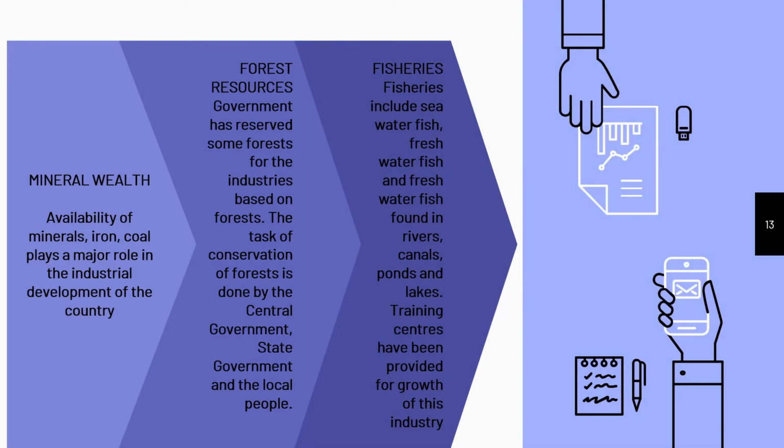Let us now study a few industries which are, other than agriculture, totally dependent on natural resources. The mineral wealth. The availability of minerals, iron and coal play a major role in the industrial development of our country. We have adequate stores of iron, manganese, coal and mineral oil in our country. Forest resources. Government has reserved some forests for the industries which are based on forest. The task of conservation of these forests is done by the central government, state government and also by the local people. Forests are necessary for the raw material for industries like construction, paper, newsprint, silk, matchboxes, medicinal herbs, honey, lacquer and raw material needed for paint.